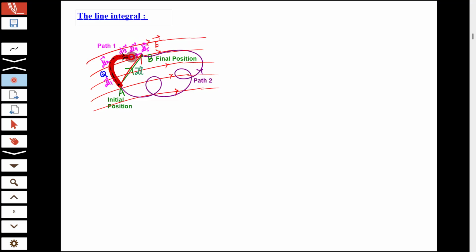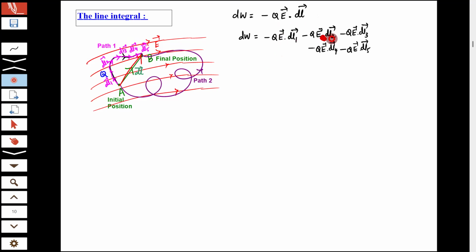That comprises the total amount of work done from point A to point B along this path 1. So we can write the differential work done through this path 1 as the summation of work done through these 5 line segments, where each line segment length is dl1. Thereby, we can write the work done for each line segment as minus qE dot dl1, then minus qE dot dl2, minus qE dot dl3.